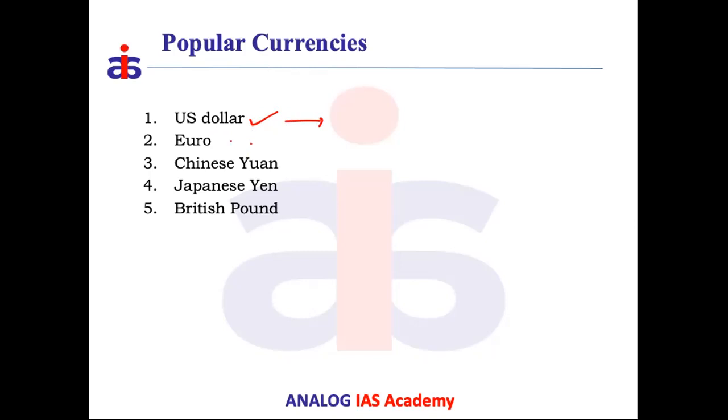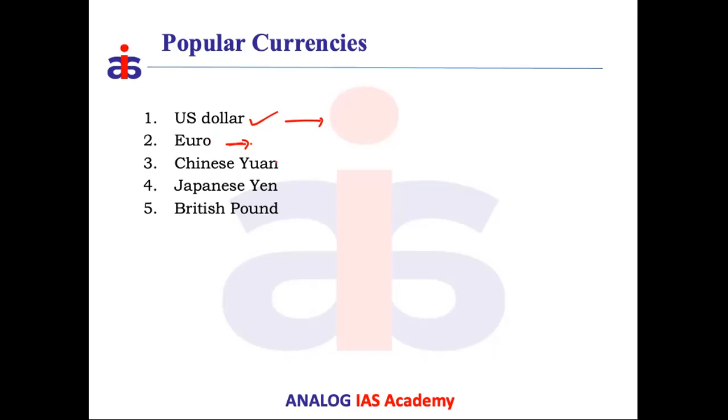And the next most popular is the euro. The euro is popular because it is the currency of the European Union. 27 union countries are using the common currency that is called the euro. So that is why the euro is also a most popular currency.